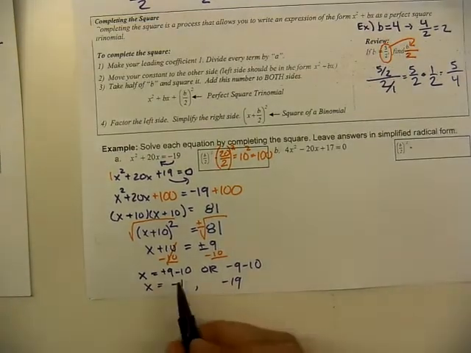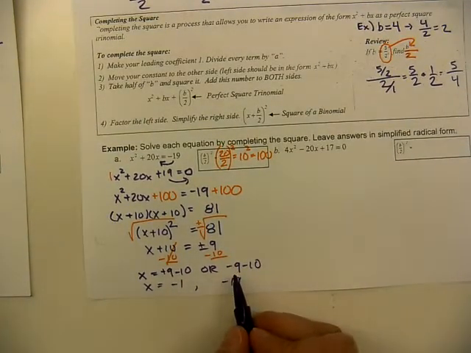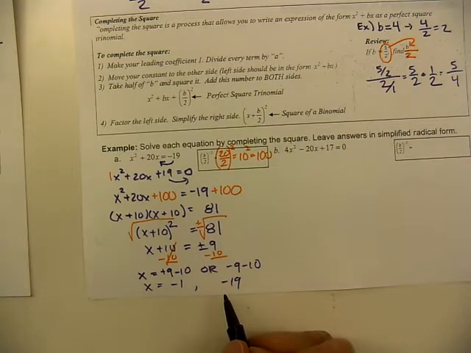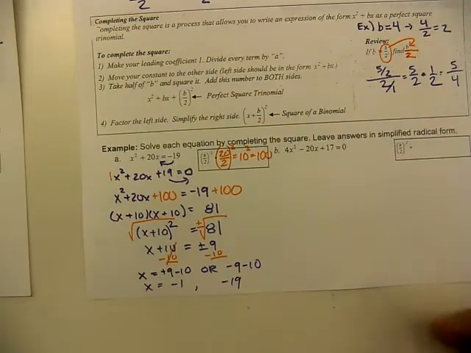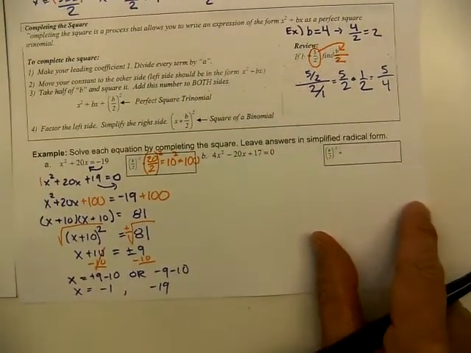So here our answers happen to be integers. We won't always have integers. We might have something else. That's what we'll see here in a moment. But that's our first example. So let's take a look at part B.